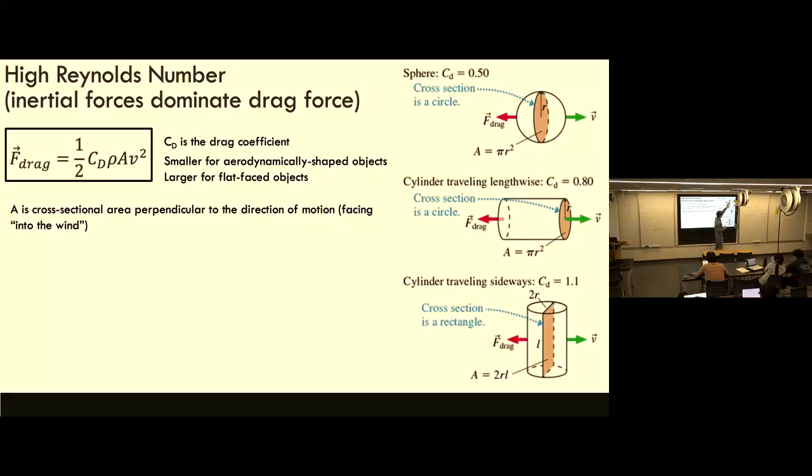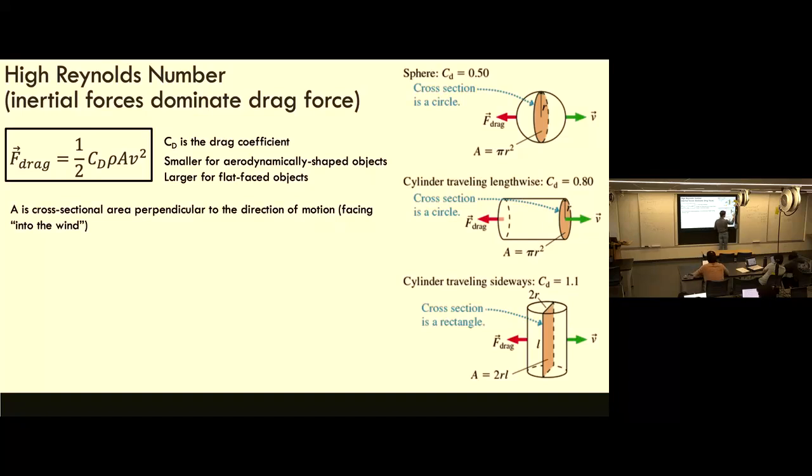If I have a sphere, because it's rounded, it takes less time for whatever fluid I'm going through. If it started here and I push a sphere through it, it's going to go in a very streamlined way around the object, back to its original spot.